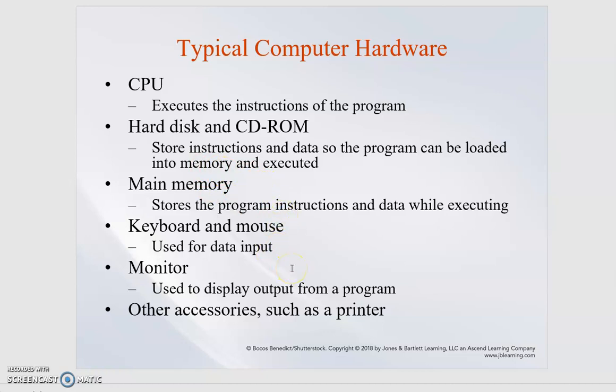Keyboard and mouse are input devices, so you can give instructions from a computer keyboard, or use a mouse as an input device. Your monitor, your printers, your scanners, all those components attached to a computer can be considered output devices. So the CPU, hard disk, main memory, keyboard, mouse, and monitor all together are considered the hardware of a computer.